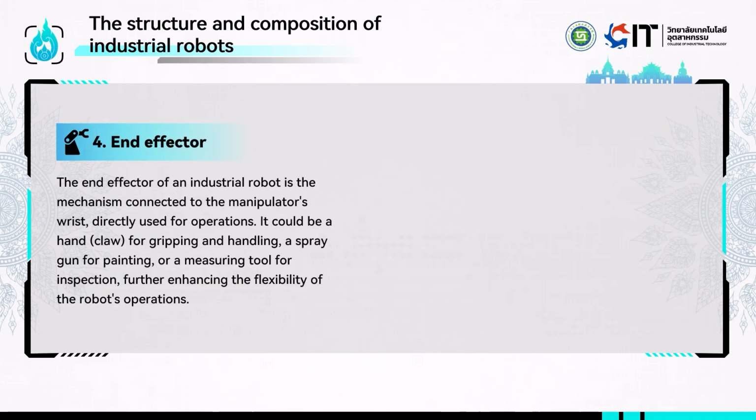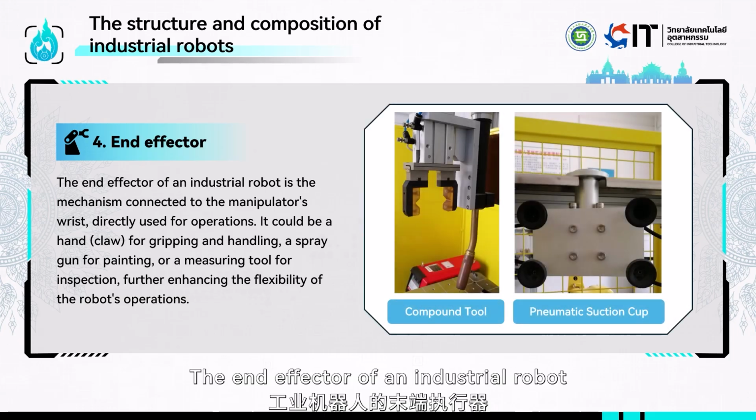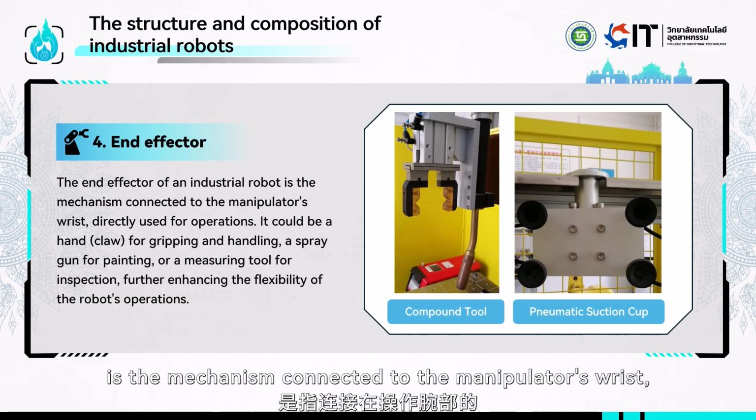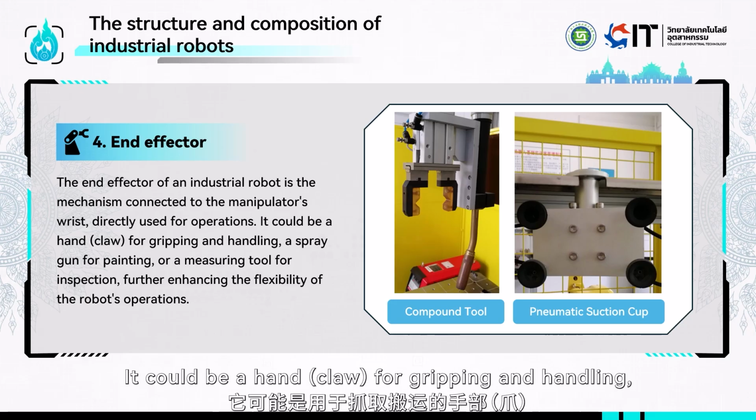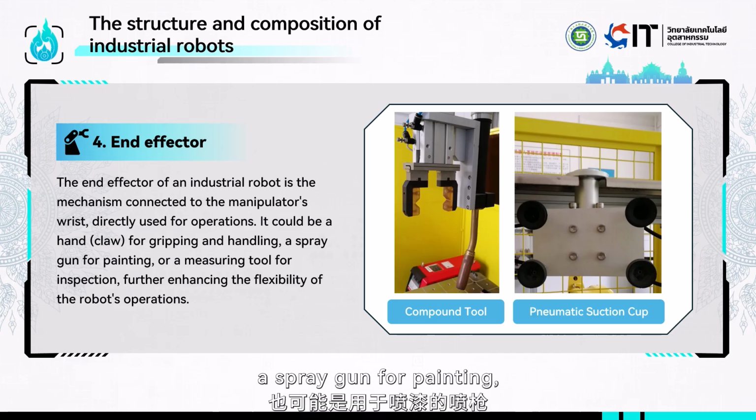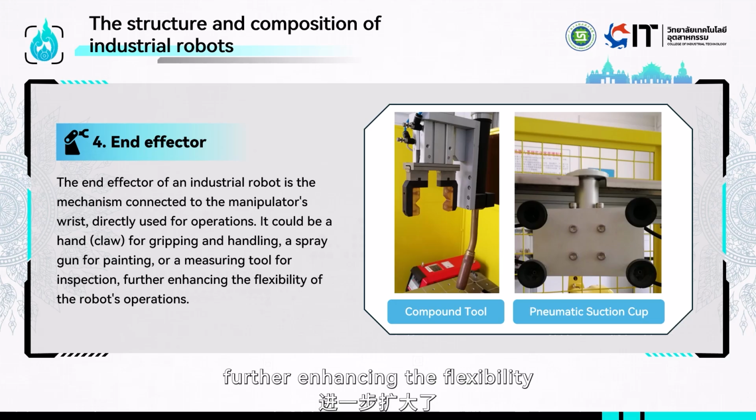4. End effector. The end effector of an industrial robot is the mechanism connected to the manipulator's wrist, directly used for operations. It could be a hand or claw for gripping and handling, a spray gun for painting, or a measuring tool for inspection, further enhancing the flexibility of the robot's operations.